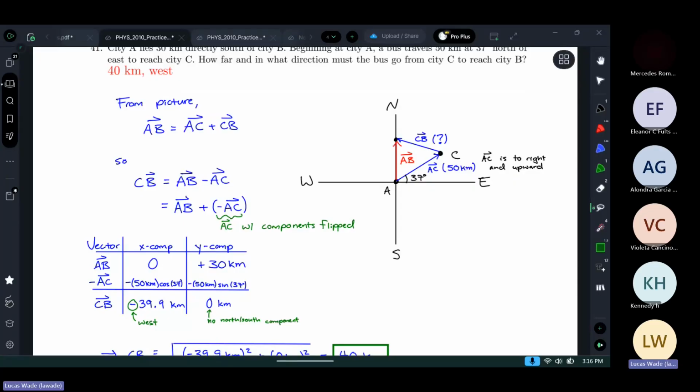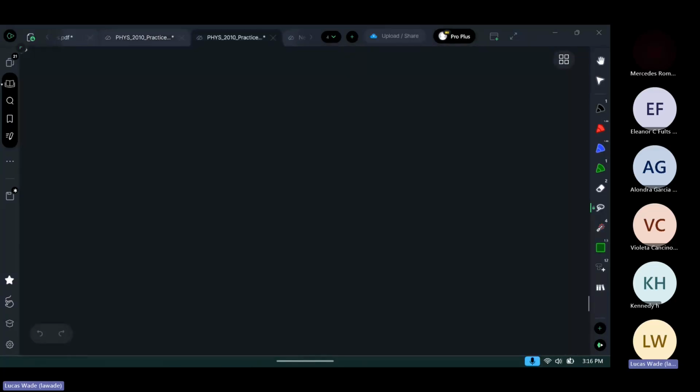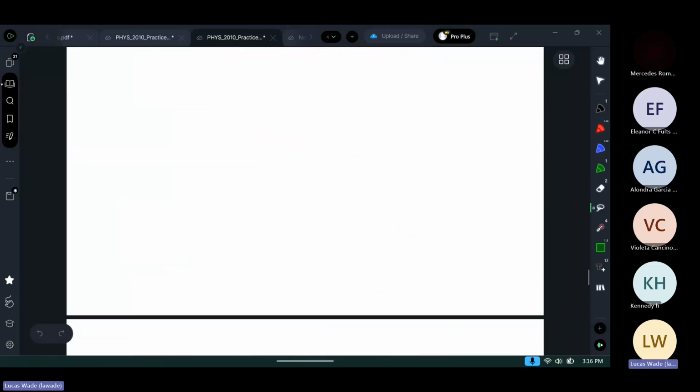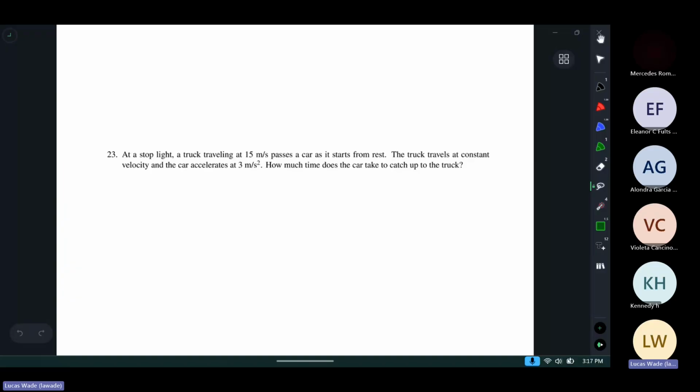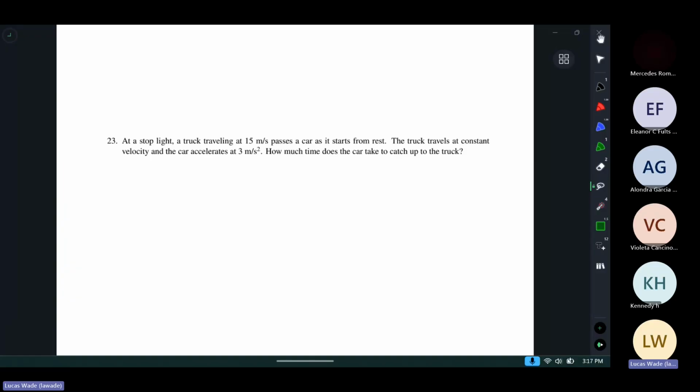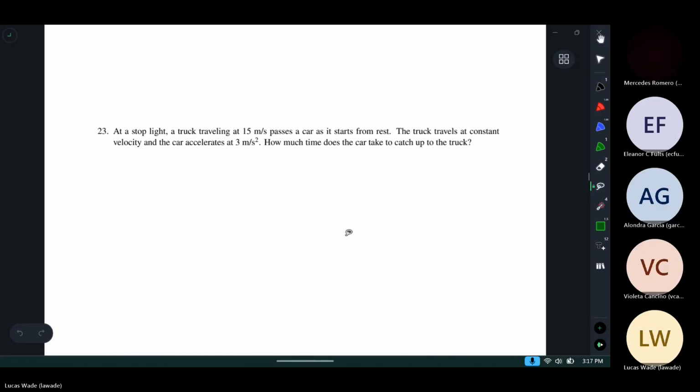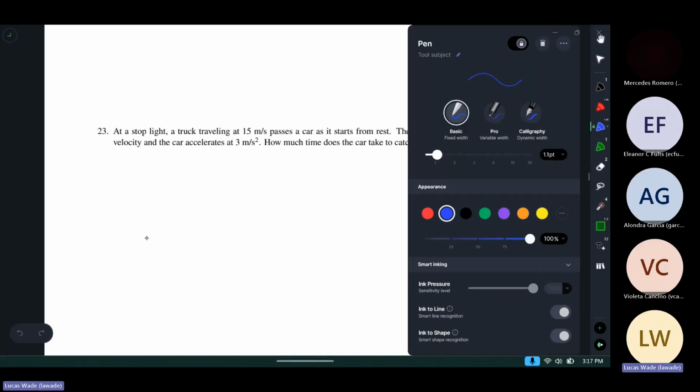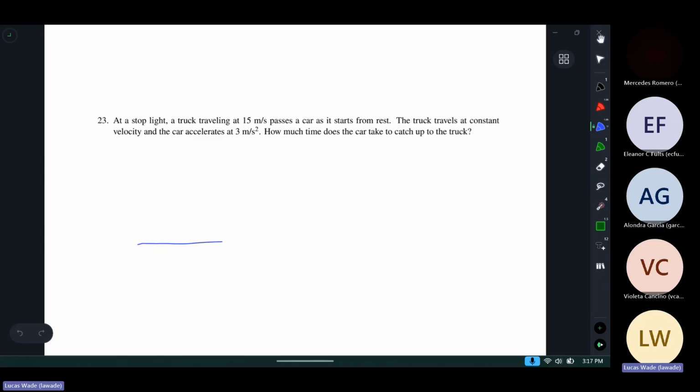Okay, got a couple more over email. They were 23, 30, and 42. So I'll jump over to 23. Truck passes a car as it starts from rest. How much time does the car take to catch up to the truck? I guess the idea at the time was if you can do that, you can do any kinematics thing I'll throw at you. They will be easier than this one.